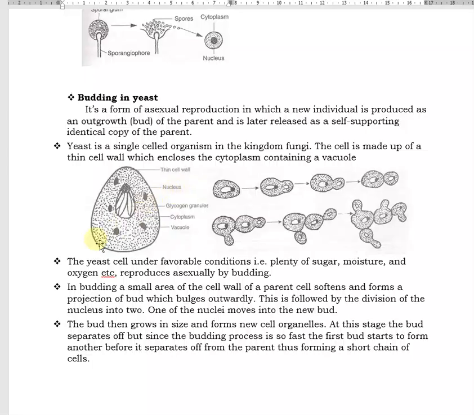So the yeast cell under favorable conditions, i.e. plenty of sugar, moisture, and oxygen, reproduces asexually by budding. Each new individual is produced as an outgrowth. So the individual grows as an outgrowth.